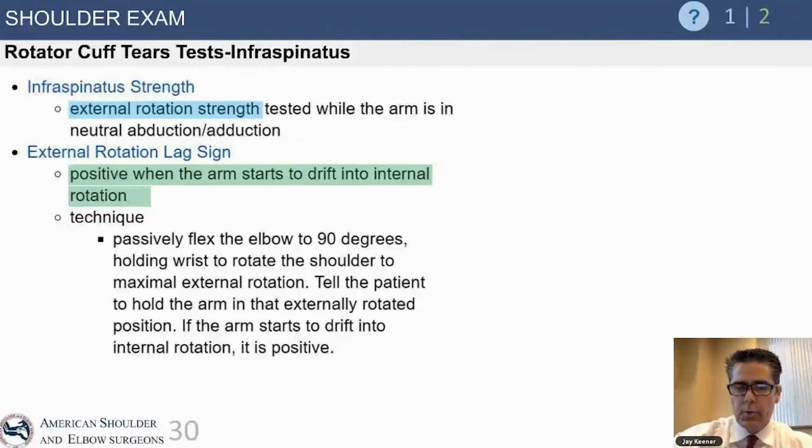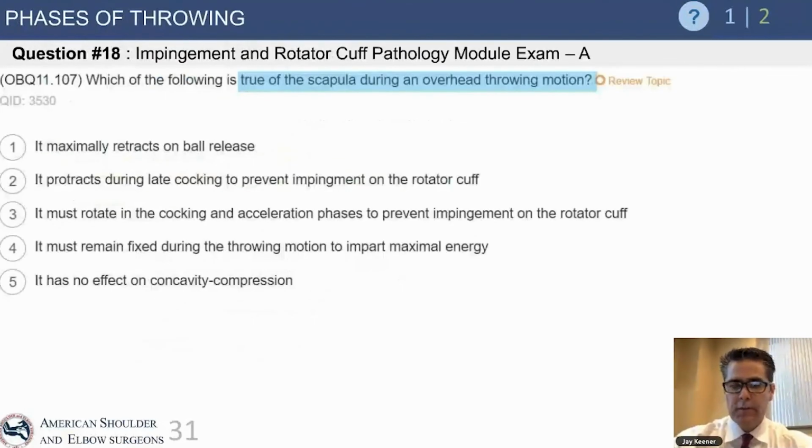The infraspinatus strength is best measured with resisted external rotation with the arm at the side. You want to have them in slight internal rotation. Again, you're looking for pain and weakness. External rotation lag signs are very helpful clinically, and basically when you take the patient with their arm at the side, if you passively externally rotate them to the maximum position and have them hold it, a positive lag sign is when they cannot hold that position. And you want to do this both with the arm at the side and in Hornblower's position to determine if this is just a supra-infra tear or supra-infra and teres minor involvement as well.